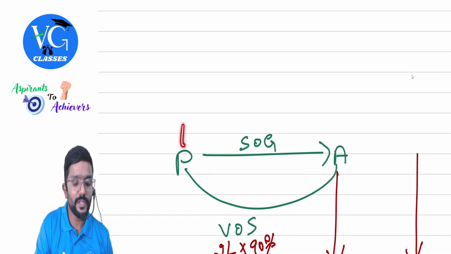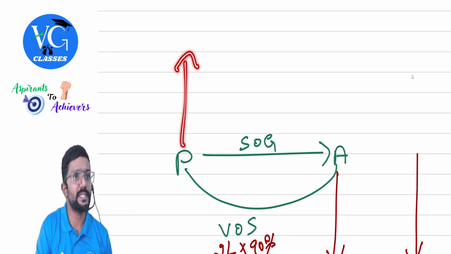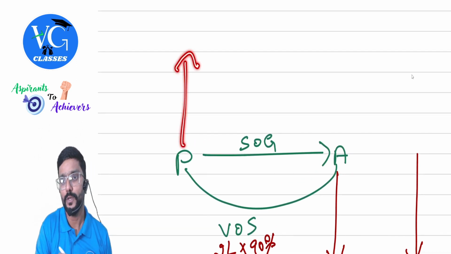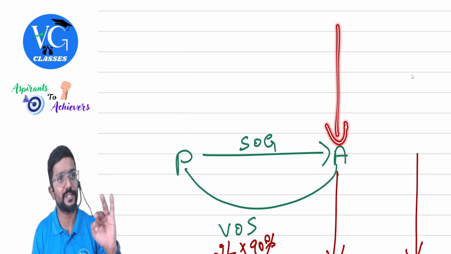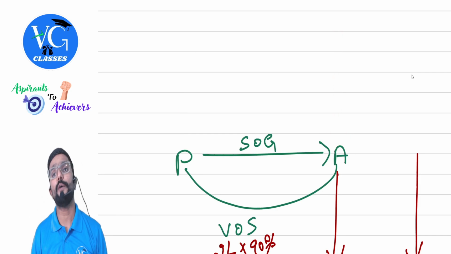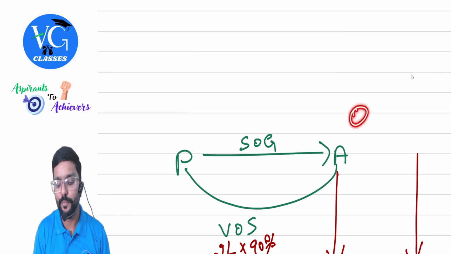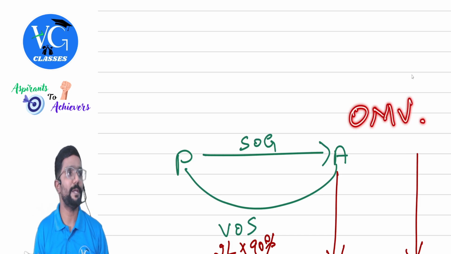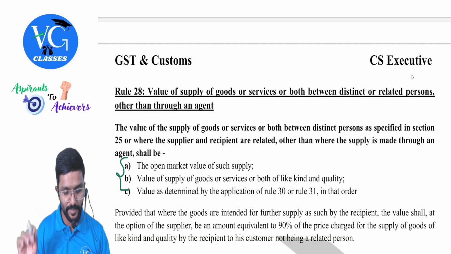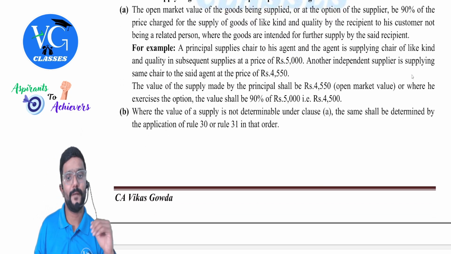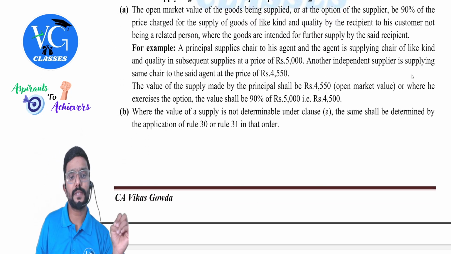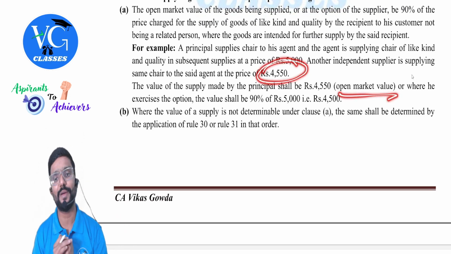If the principal had sold these goods to someone else, what is it? That is open market value. Or if the agent has purchased the same goods from someone else, then what would have been the purchase value? We will take that as open market value, which in this example is 4,550. The value of the supply made by a principal shall be 4,550, which is open market value.